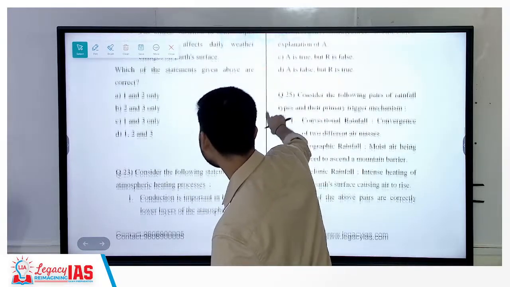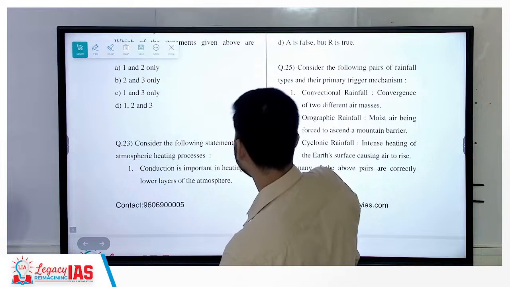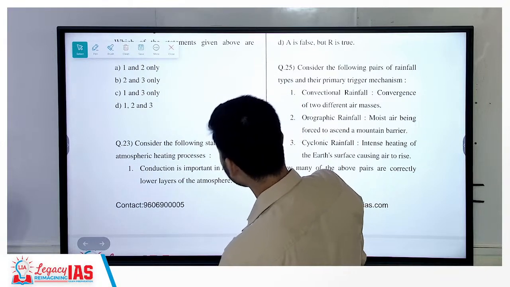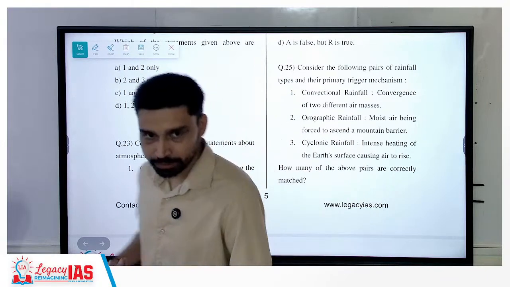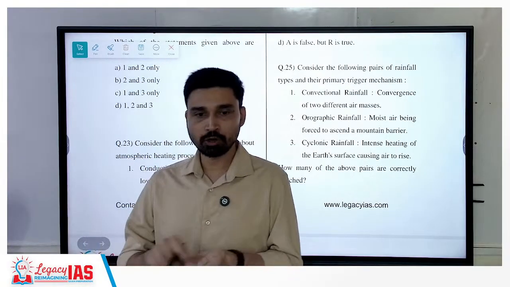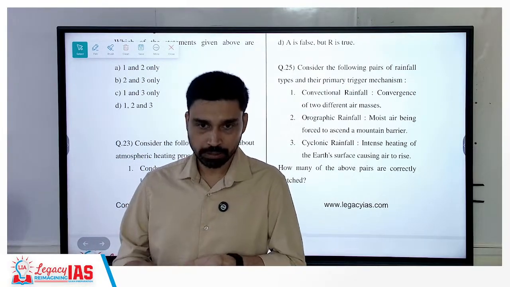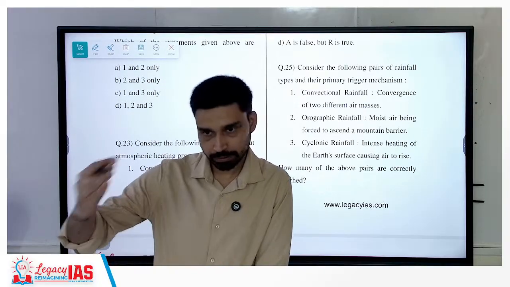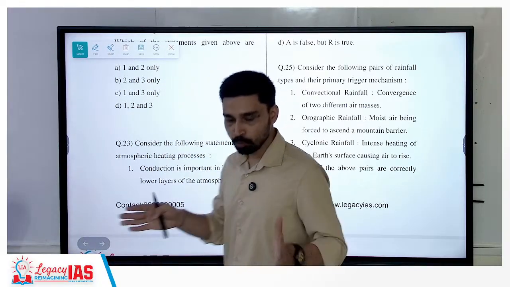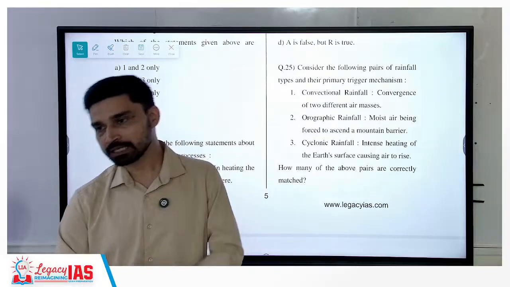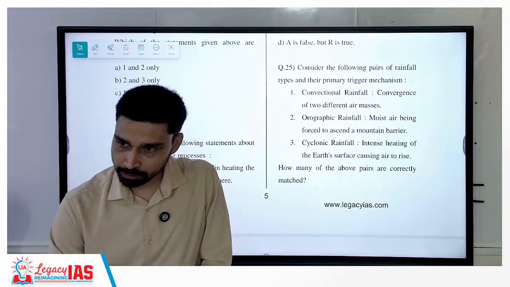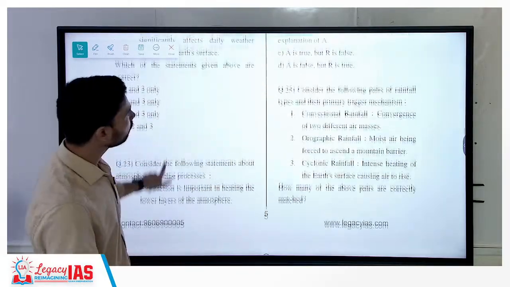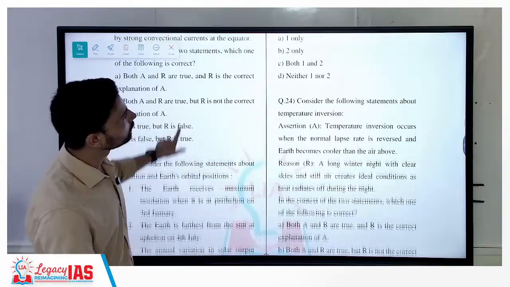Consider the following statements about atmospheric heating processes. Conduction is important in heating the lower layer of the atmosphere. Yes, right, because we have discussed, if the surface is hot, the air above it becomes hot. If the surface is cold, the air above it becomes cold. Why? Because of conduction. When two bodies are in contact and heat is being transferred, what do you call it? Conduction process. The same way the lower layer of the atmosphere is gaining heat.